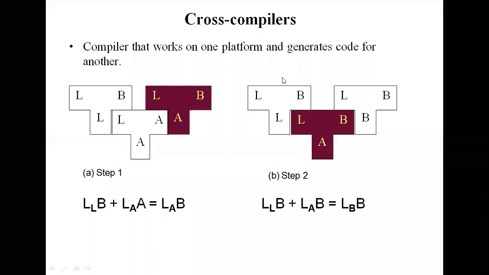See, L is the source, B is the target, and again L is the implementation. In another compiler, L is the source, A is the target, and A is the implementation. After compiling both compilers, compiler 1 and compiler 2, what output are we getting? Here we are compiling these two in one platform and generating the code in another platform. We are generating L A B in another platform.